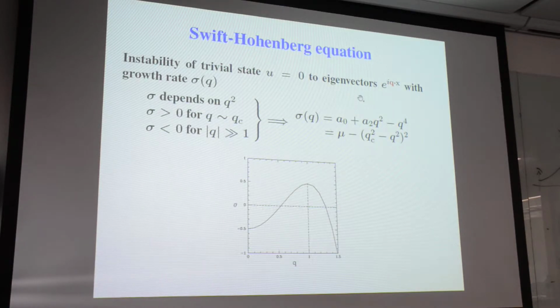And we suppose that there's a critical value qc, and sigma is positive for q near qc and negative far away from qc. The lowest order function that does that is a function like this. You have a maximum at qc, and you're even. Otherwise, you could just make your maximum here. So to be even and to have a maximum, it's got to be quartic, and this is the general form. Okay?